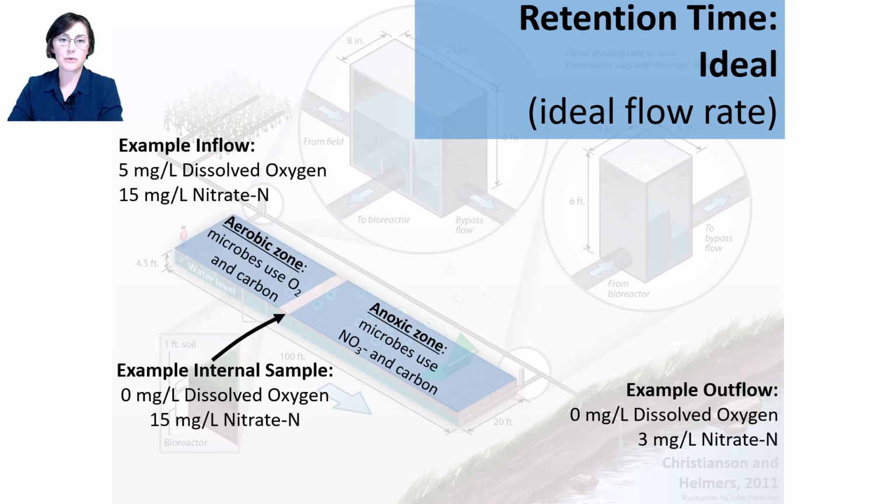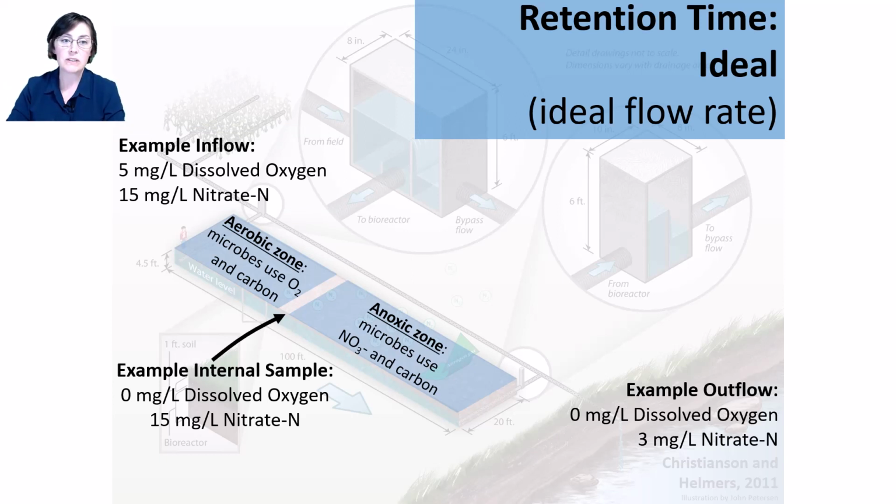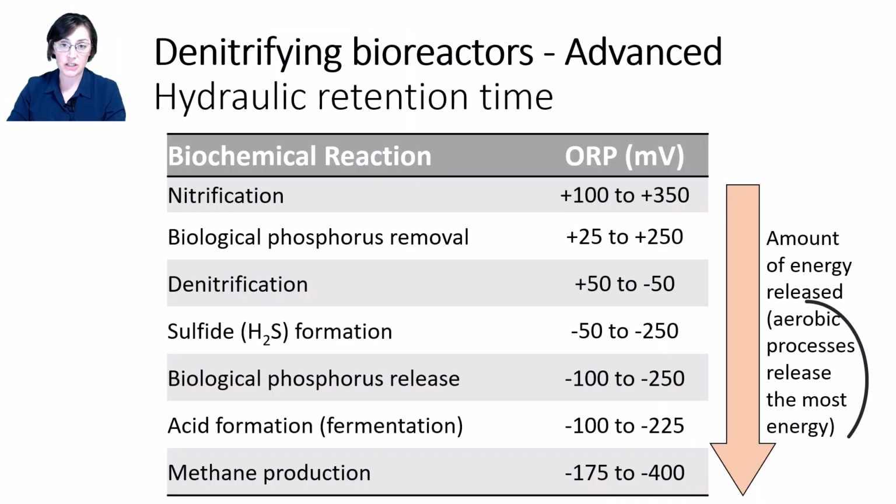In this first conceptual example, we have 5 milligrams per liter DO and 15 milligrams per liter nitrate coming in. I just made those numbers up for the sake of an example, but you see here in the first zone, labeled the aerobic zone, this is where that DO is being consumed by aerobic bacteria. They're eating the carbon in the wood chips and breathing or reducing that dissolved oxygen in the water. The carbon's being oxidized and the oxygen is being reduced. Remember, aerobic reactions involving oxygen will be performed first because they generate the most free energy.